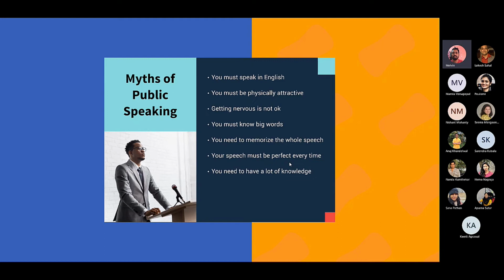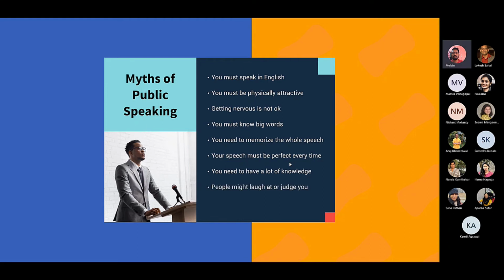Next up, you need to have a lot of knowledge. Granted, we need to have a lot of knowledge, but more about the topic that we are going to cover, the one that you're going to speak on. We don't need to be an expert. Just speak about what you know. As long as we know what we're talking about, the audience will always be okay with it.